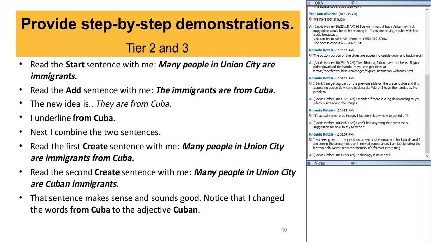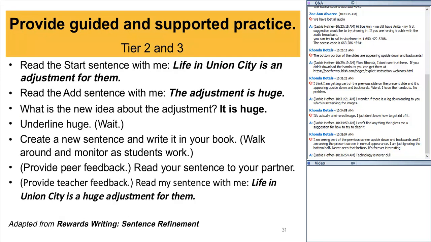Well, that is a demonstration, and we might demonstrate it 1 or 2 times, but even with Tier 2 or Tier 3, we're not going to do I do it, I do it, I do it, because then only the teacher's getting good at it. Instead, we want to have that gradual release of responsibility and move to a we do it. So let's look at how that might differ.